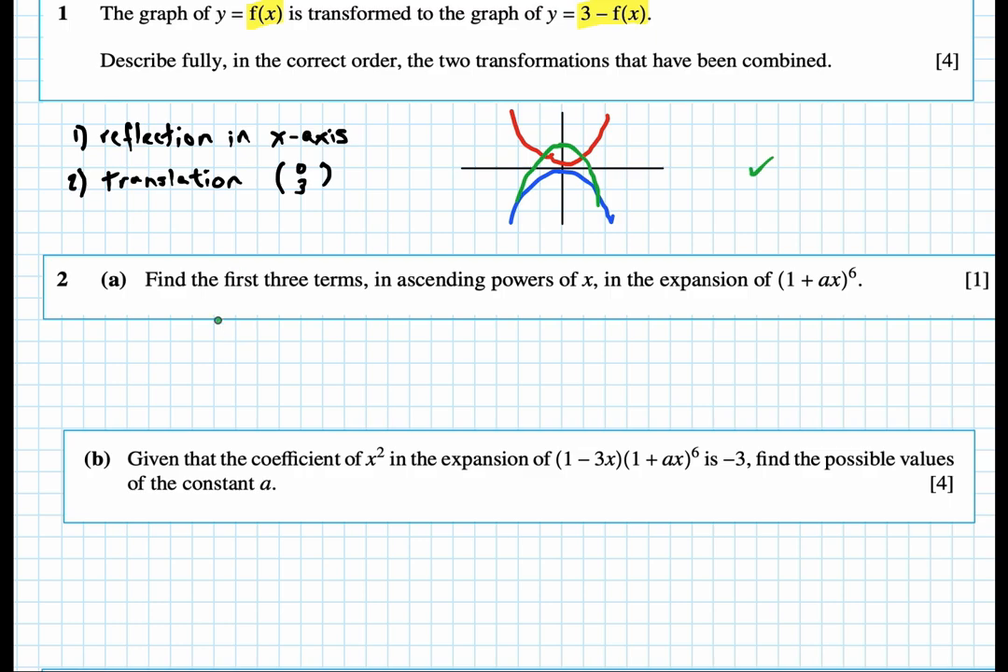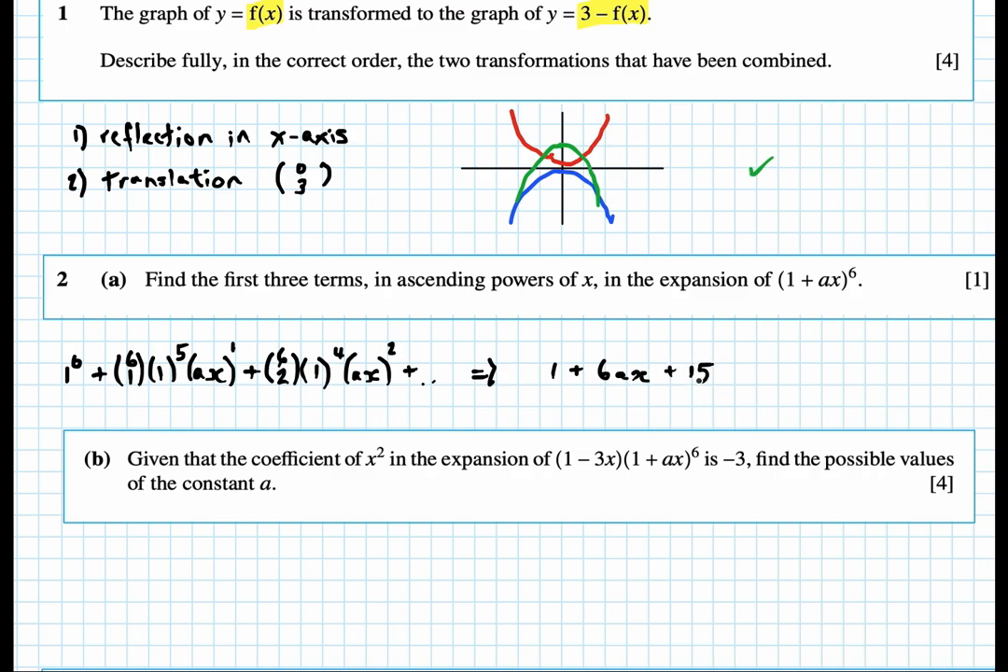Second question, we're looking at the binomial expansion. So 1 plus ax, in brackets all to the power of 6. So doing that out is pretty straightforward. You know your formula. Of course, you'll have ascending and descending parts. Make sure that last bit is ax all squared, and you can put in that power of 1 there just to make it clear if you want. So you'll end up with 1 plus 6ax plus 15a squared x squared.